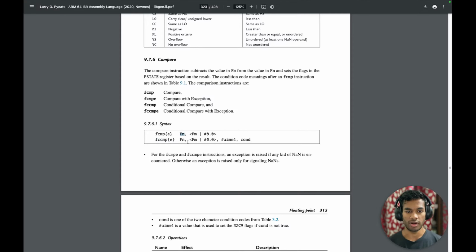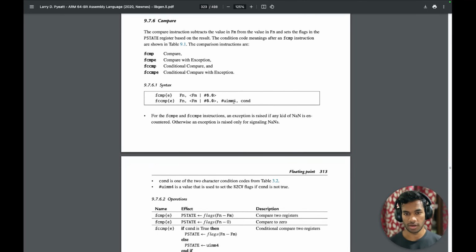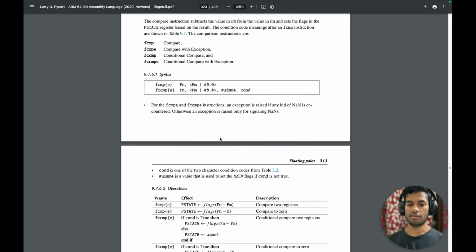And in normal compare, I provide two registers and an offset for the second register. And here also same. But in conditional compare, I provide an immediate value and then a condition for some reason. Yeah, condition I get, but what is this? For the FCMPE and FCCMPE instructions, an exception is raised if any kind of NaN is encountered. Otherwise, an exception is raised only from signaling NaNs.